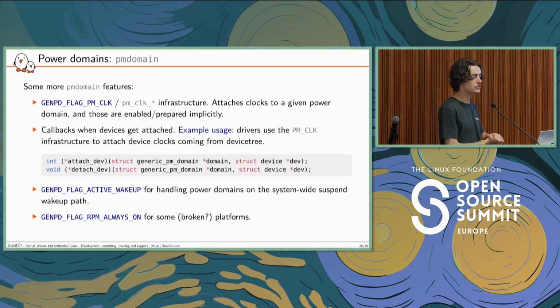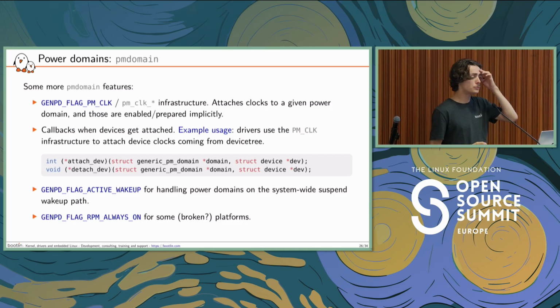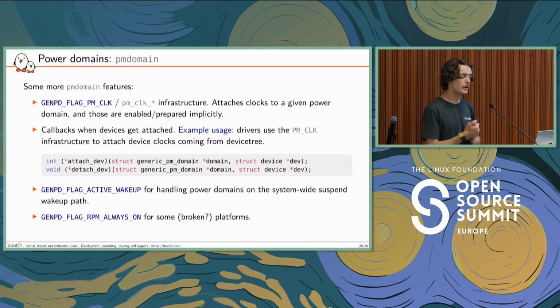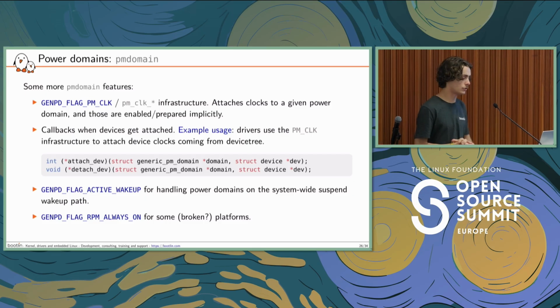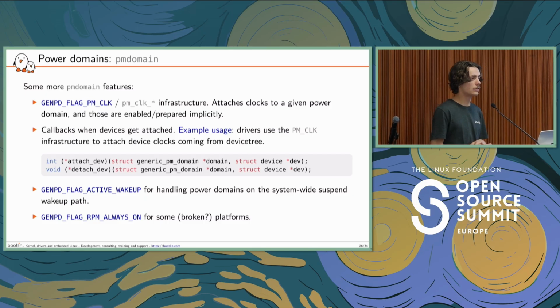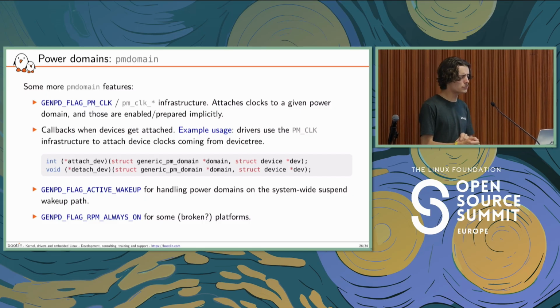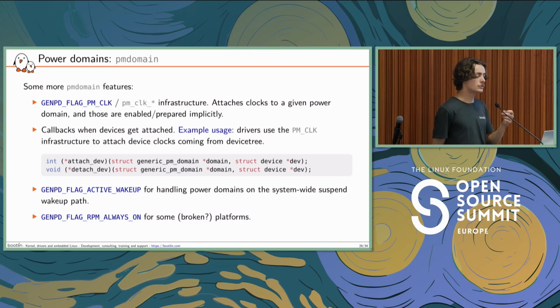So some features: you have what's called PM clock. That's a great way to attach a clock to a given PM domain. It will do all the clock prepare enable stuff properly, and so you don't have to have every PM domain driver re-implement that kind of thing. You can click the link if that rings a bell and looks like what your hardware is doing. You have some callbacks if you want to do something special whenever a device is attached to your domain.